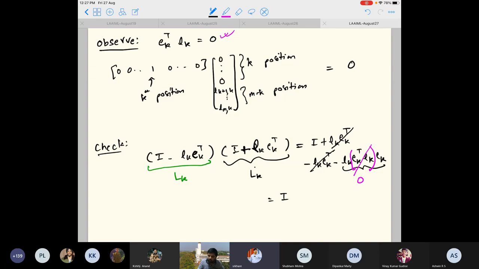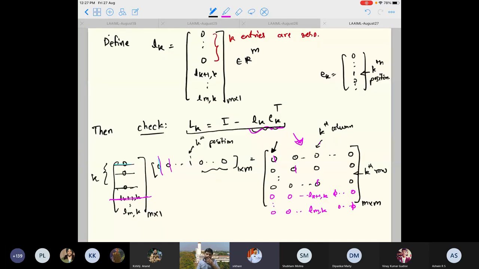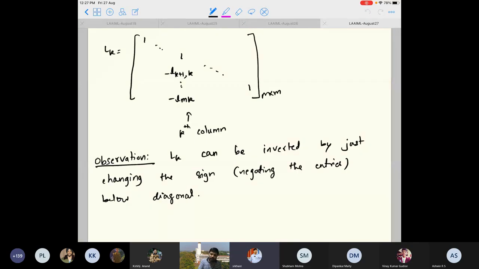So what should this matrix be? This matrix should be LK inverse, right? And what is LK inverse? Now you see LK inverse is really very easy. You had minus LK multiplying to EK transpose, and you have plus LK here multiplying to EK transpose. That means that when you have a matrix LK like this, you just negate the entries here, and by negating those entries, you are obtaining the inverse.